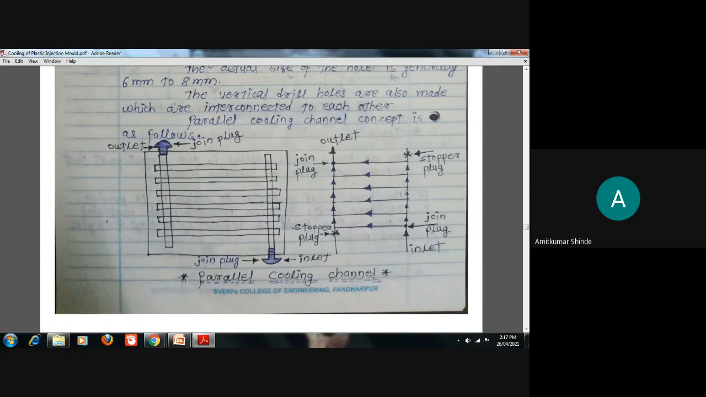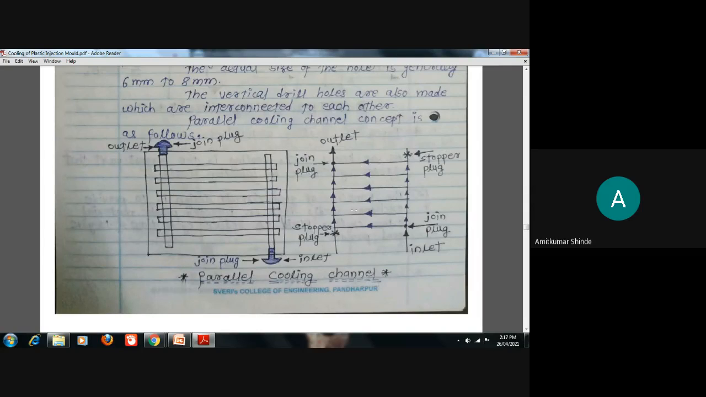Now, what is the flowways? Please refer to this diagram. Flowways and cooling circuit, these two terms I will explain. After that, I will start this point. The path through which the cooling fluid is flowing, that will be termed as flow way. This horizontal direction, this vertical direction, these are flow ways.